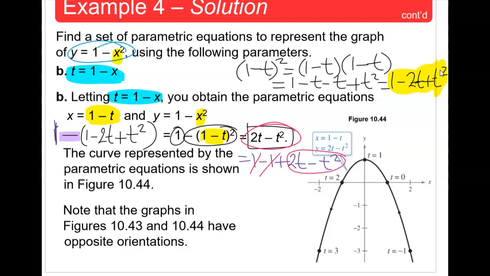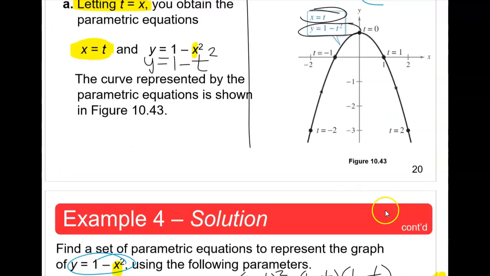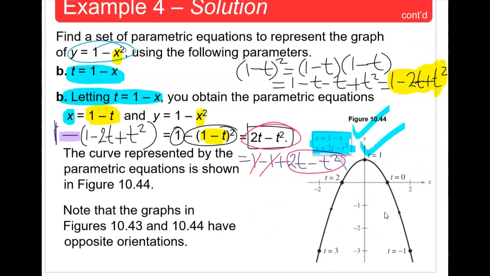And now we have a different set of two parametric equations. One will be what we started with by letting t equal 1 minus x. So if we solve for x, then we will get our first parametric equation. Then after substituting that expression, 1 minus t, we were able to find our second parametric equation. And if we were to graph them, both of those will give us the same graph.